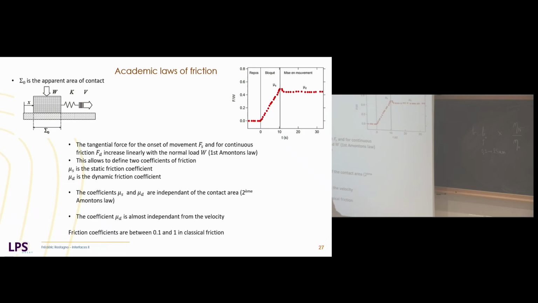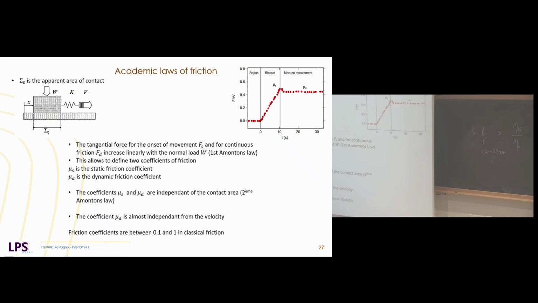And there are two extra laws that we always forget. First of all, the dynamic friction coefficient does not depend that much on the velocity, which is not that obvious. And the second law that we always forget, which is the more difficult to understand, is that both the static and dynamic friction coefficients do not depend on the contact area.